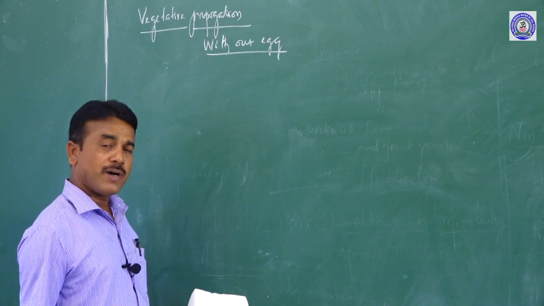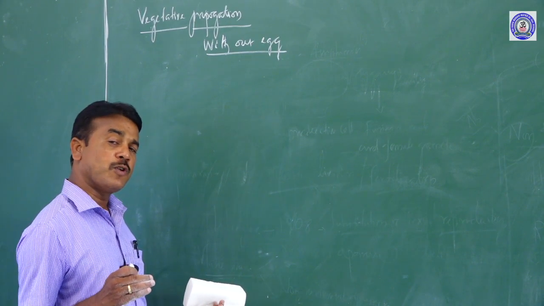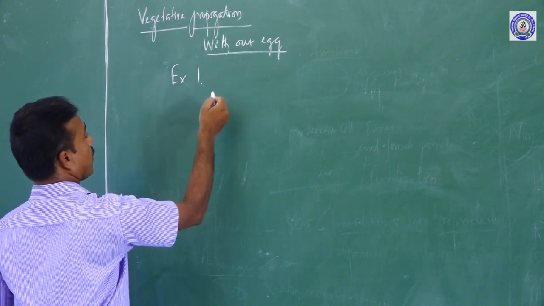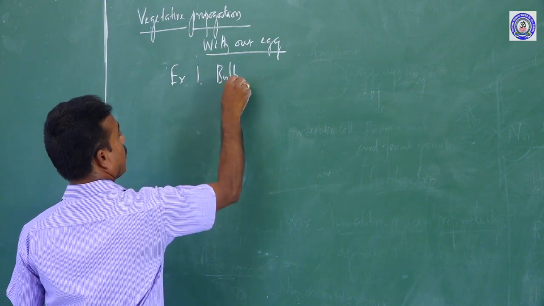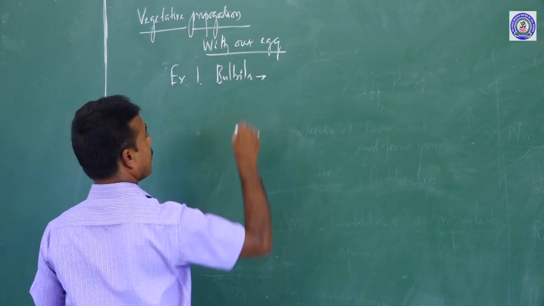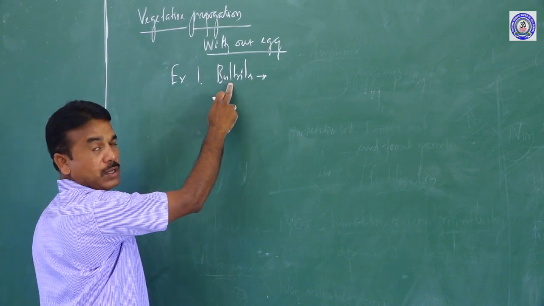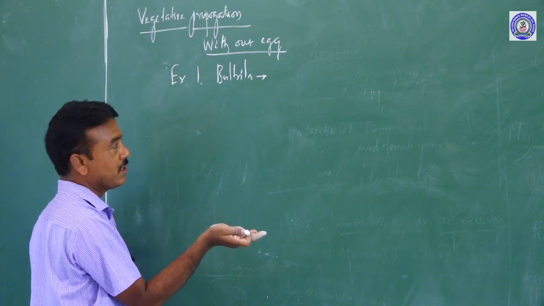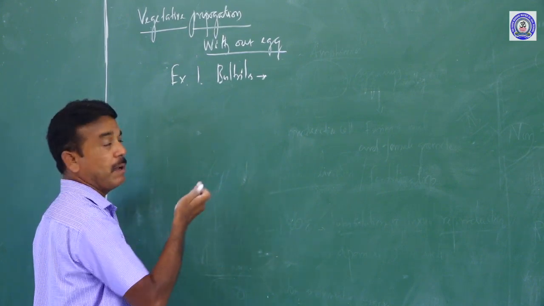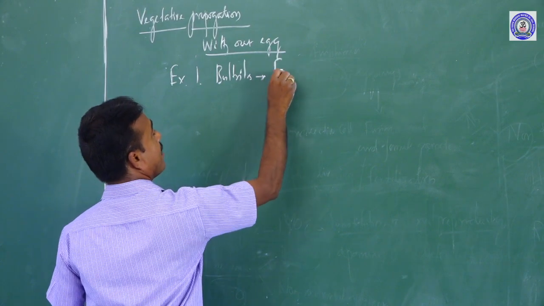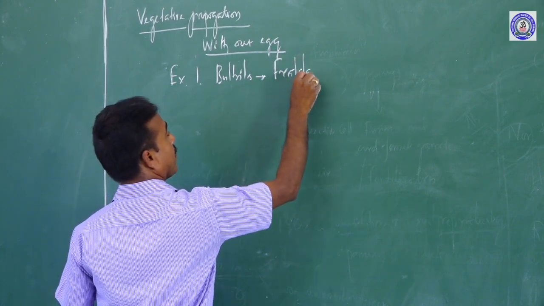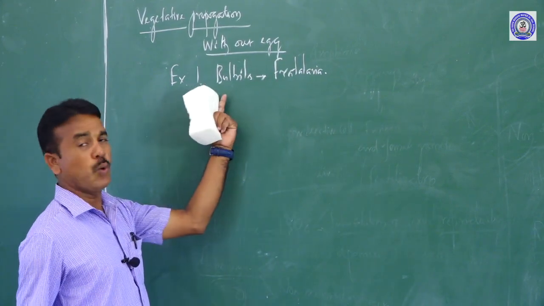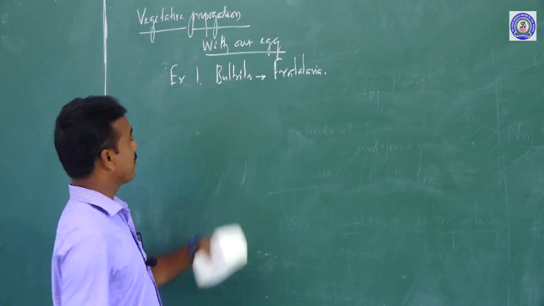What are the examples or components responsible for propagation? Some examples: first, bulbils, which are modified stems that develop and propagate the plant. Which plant propagates by bulbils? Fritillaria. Fritillaria species are reproduced by means of modified stems called bulbils.